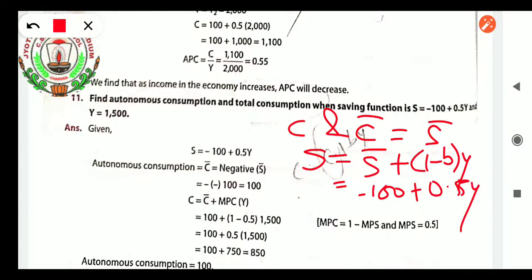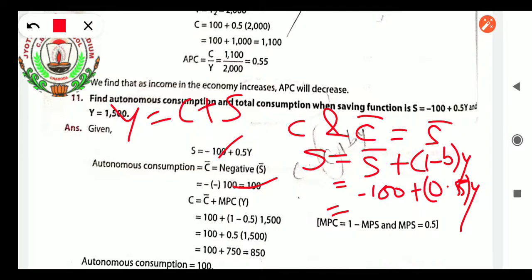Y is given as 1500. If we substitute the value of y in the next line, we will get the total savings. How do we get C bar? As the relationship we have learned, when income is zero, autonomous consumption will be there and saving will be negative. With the formula y equals C plus S, the positive of the autonomous saving will be the autonomous consumption. So here minus 100 is there, plus 100 will be the autonomous consumption.